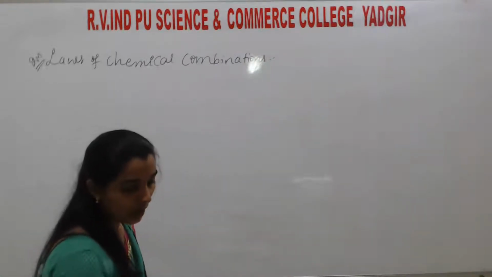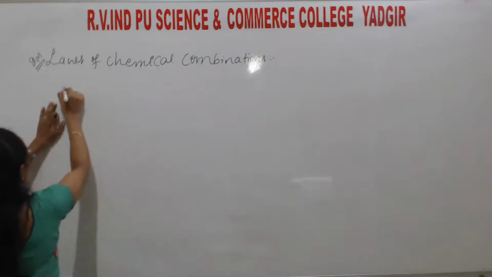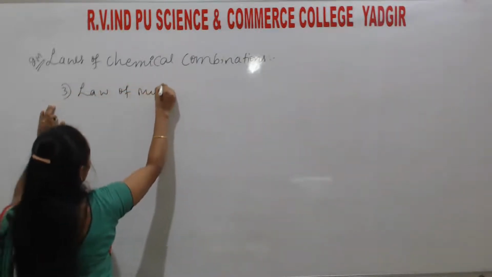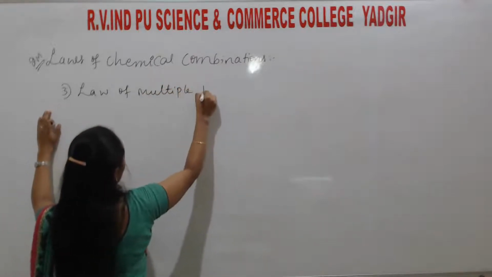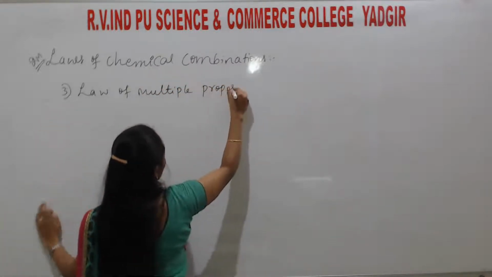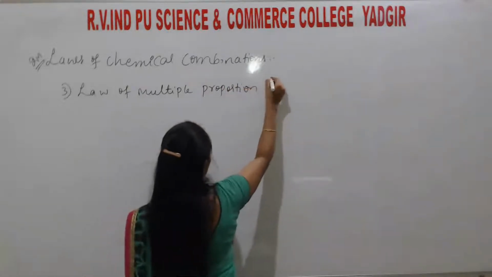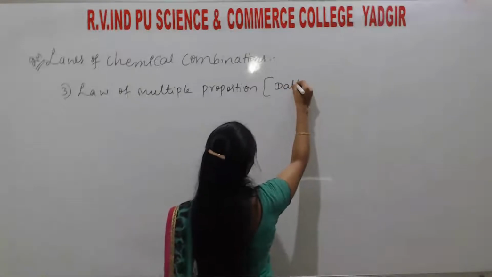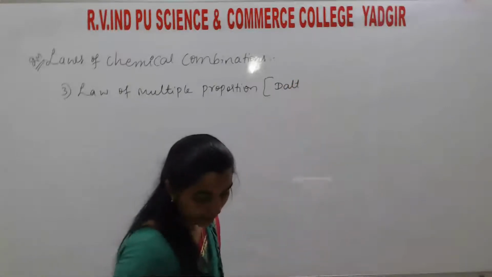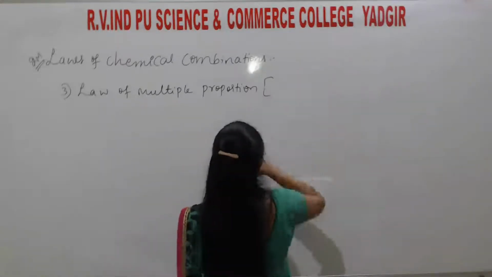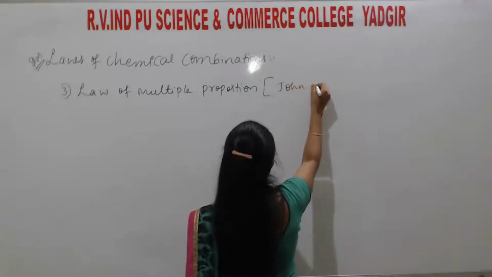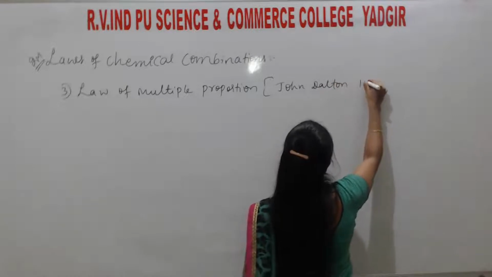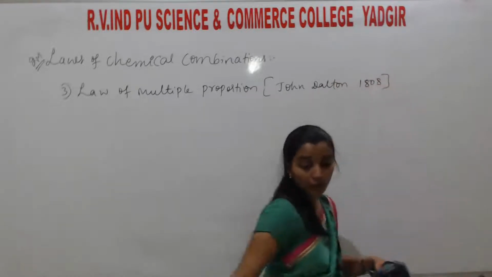Next one is the law of multiple proportion. Third one is law of multiple proportion. So students, this is explained by the scientist John Dalton, in the year 1808.